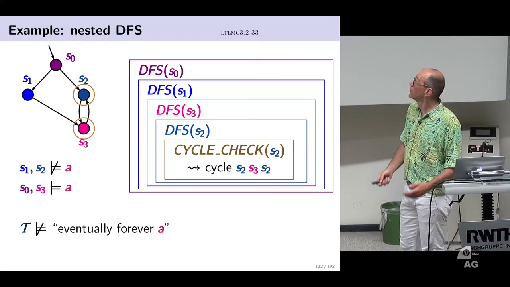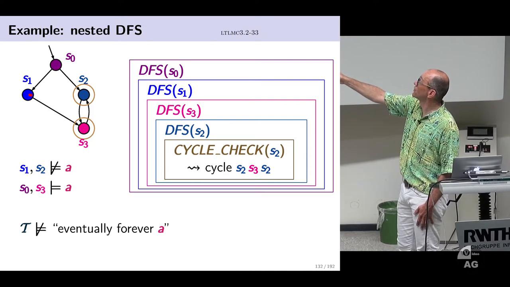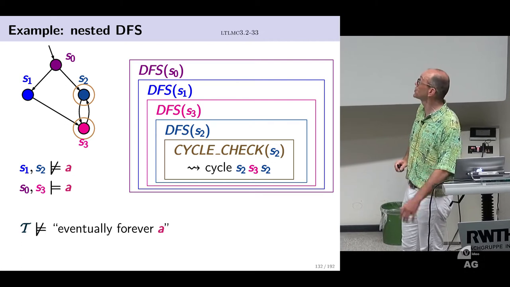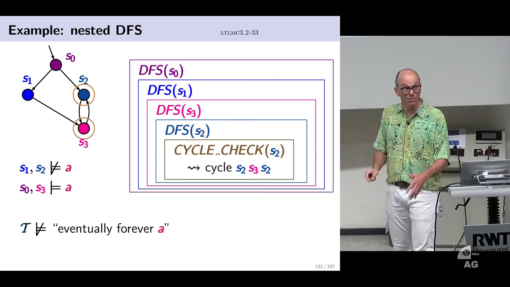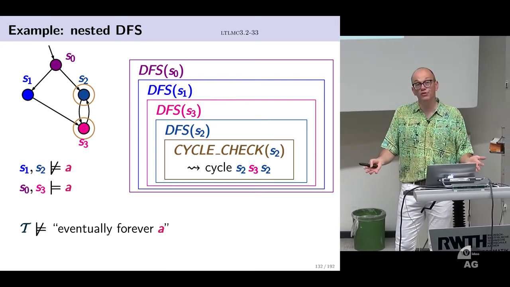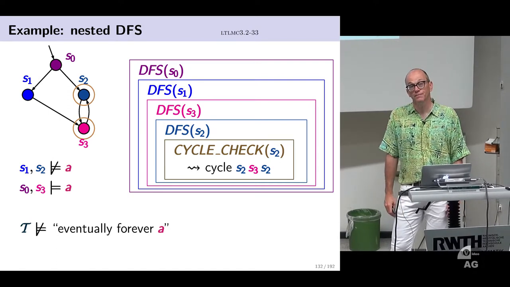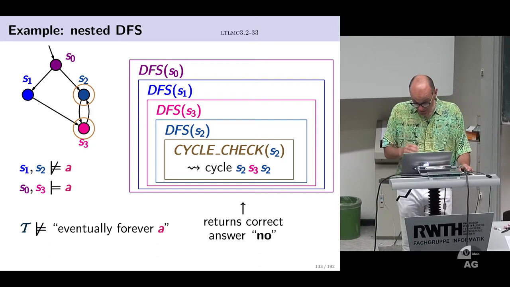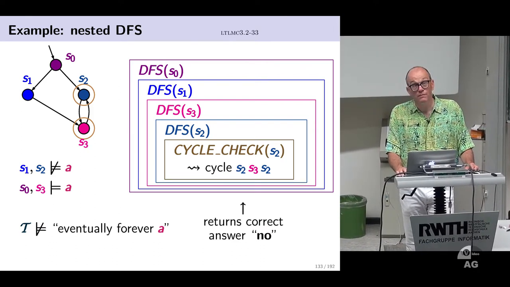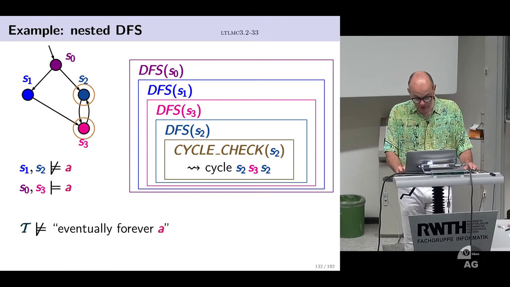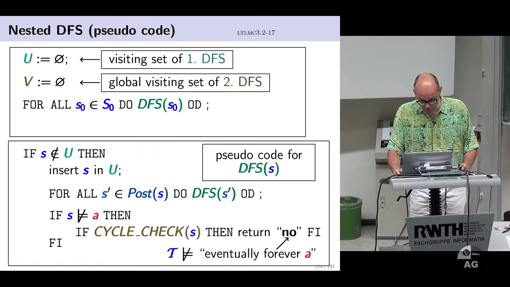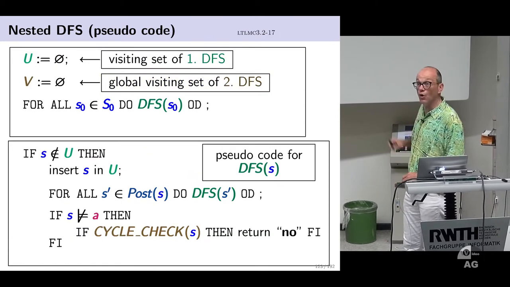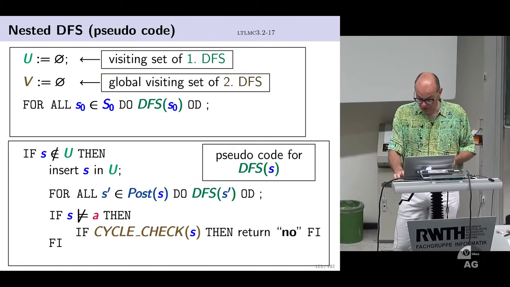So before, as soon as we were hitting S1, we were checking whether it's on a cycle, and that went wrong. Now we are postponing looking for cycles until we have explored the whole outermost depth first search starting from those states. Good. And this returns the correct answer, no. Because we have found a cycle, remember, maybe I go back quickly to this code. If you find a cycle, then return no. And that's exactly what we need.